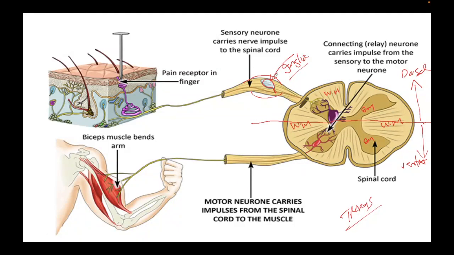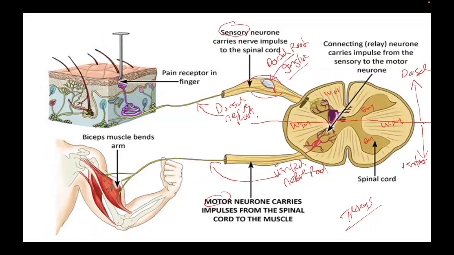And because this is in the back or on the dorsal side, and this is a nerve root, this is called a dorsal root ganglia. This is a dorsal nerve root. This is a ventral nerve root. The dorsal nerve root carries sensory information. The motor nerve root, right here, this is a ventral nerve root. This is a dorsal nerve root. This is a ventral nerve root.